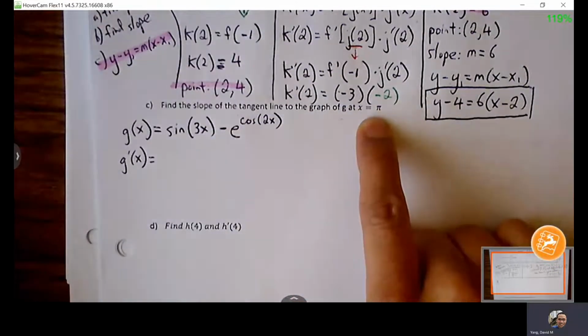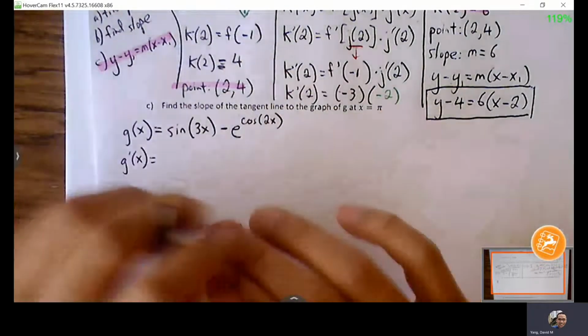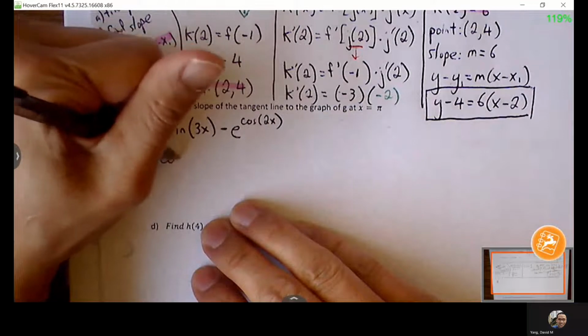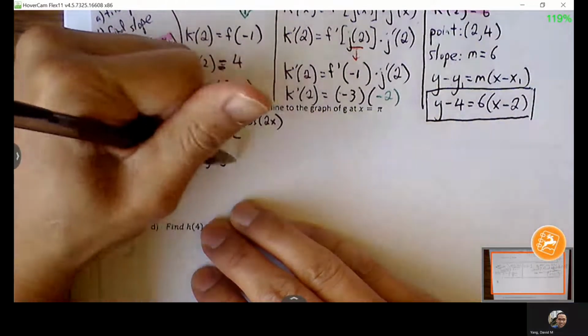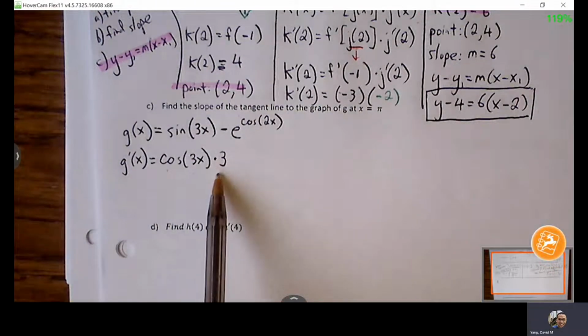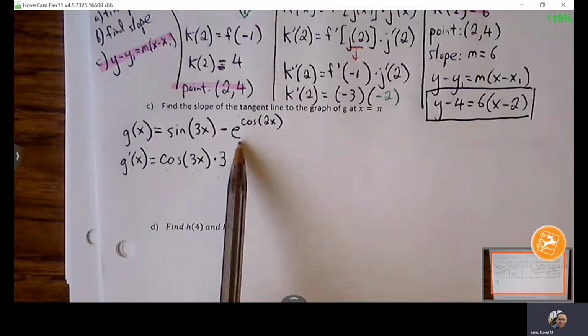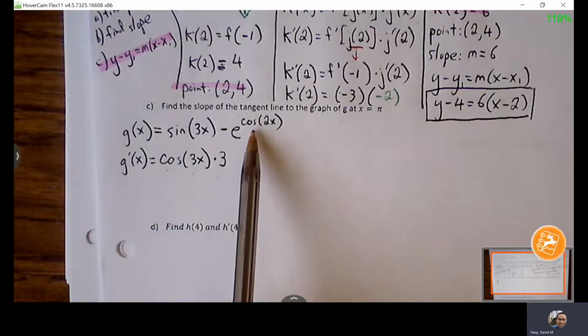Okay, so don't involve pi yet. We got to build the derivative in terms of x before we can work in the specific x value. Okay, so there's my derivative, cosine of u times u prime. 3 is the derivative of 3x. Okay, what's the rule for e to the u? Yeah, e to the u times u prime.